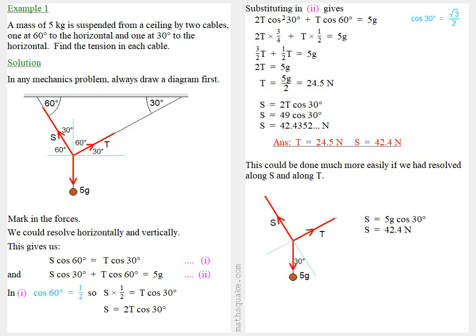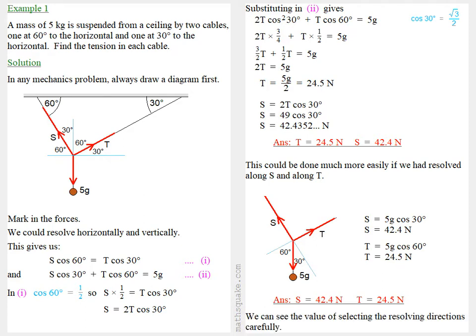If we resolve along T, the angle between the vertical and T is 60 degrees. So T is equal to 5g cos 60, which works out T is 24.5 newtons. So we get the answer S is 42.4 newtons and T is 24.5 newtons, which is the same answer as we had before, but we got it much more quickly. So we can see the value of selecting the resolving directions carefully.